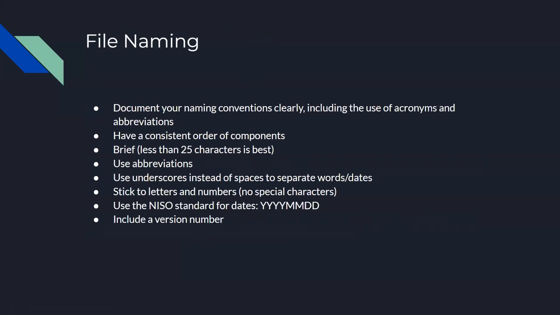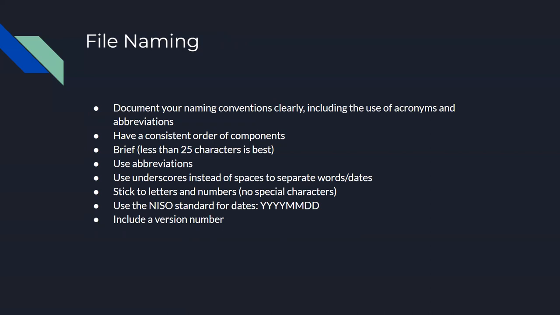And lastly, of course, file naming. It's important when you're naming your files to document, usually in your README file, what your file naming convention is, and to make sure you're sticking to that convention throughout the research project. That includes things like having consistent order, using consistent abbreviations that are defined, and general good practices for file naming, like using underscores instead of spaces, not using special characters, and using standards for dates that are clear and internationally understood.